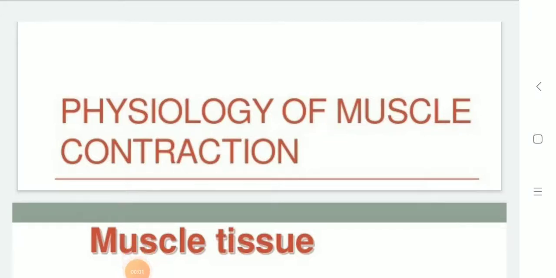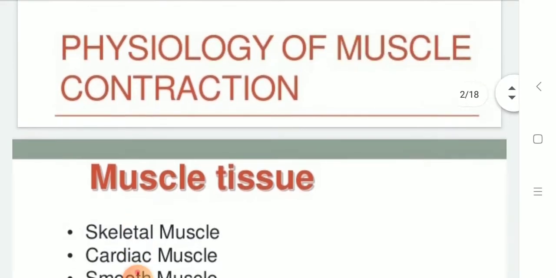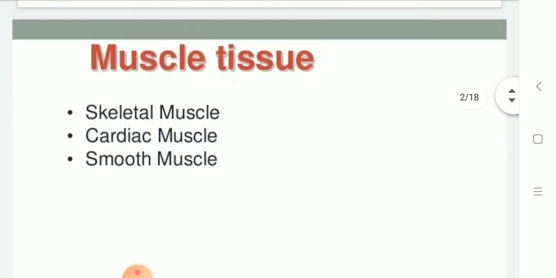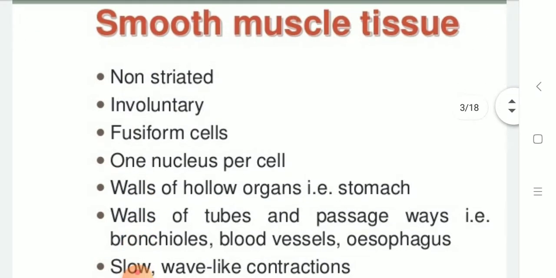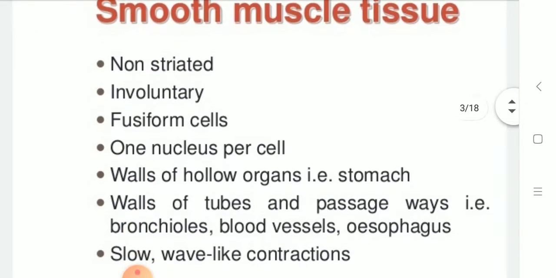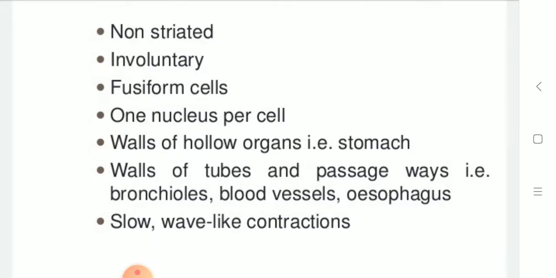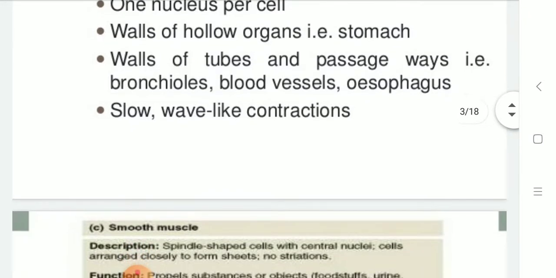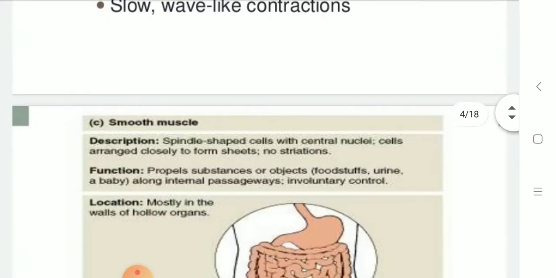Now we are discussing the physiology of muscle contraction. Muscle contraction includes three types of muscle tissues: skeletal muscles, cardiac muscles, and smooth muscles. Smooth muscle tissues are non-striated, involuntary, fusiform cells with one nucleus per cell, found in the walls of hollow organs such as the stomach, and in the walls of tubes and passageways such as bronchioles, blood vessels, and the esophagus. Slow wave-like contraction.